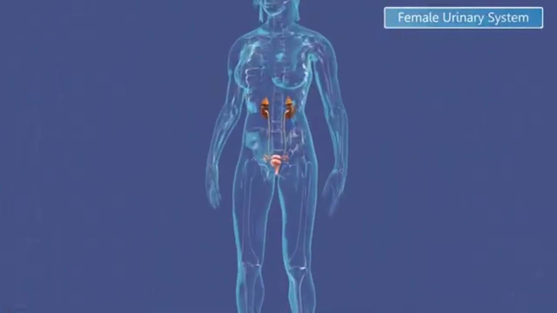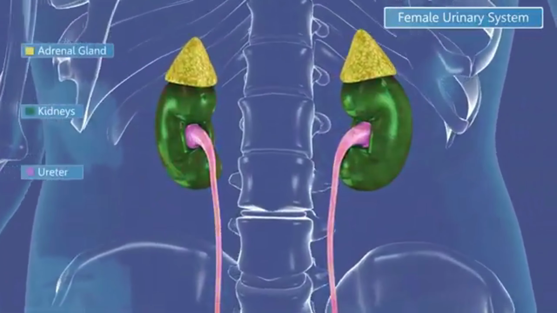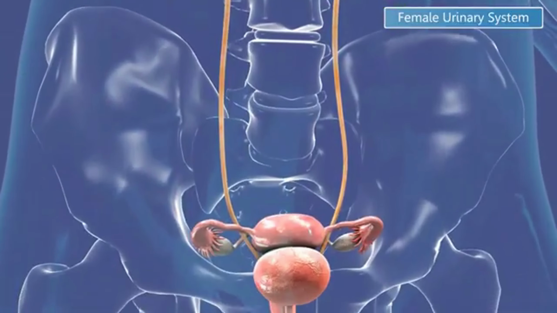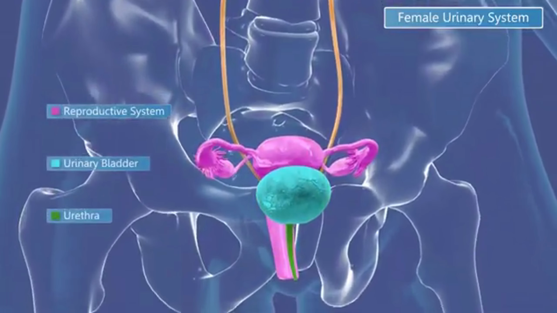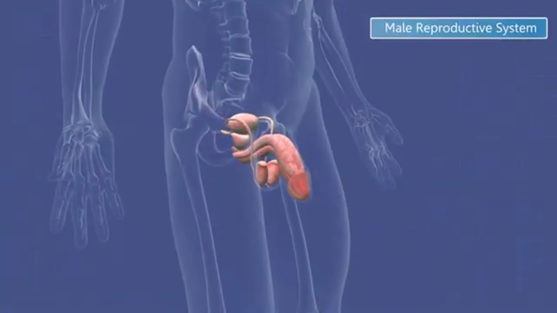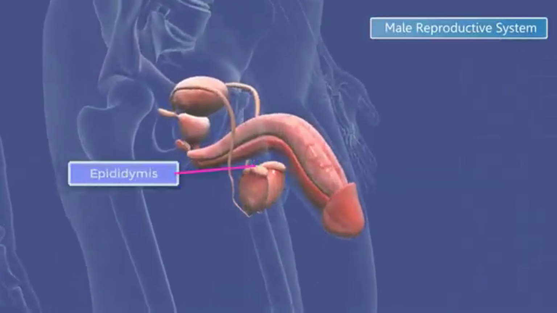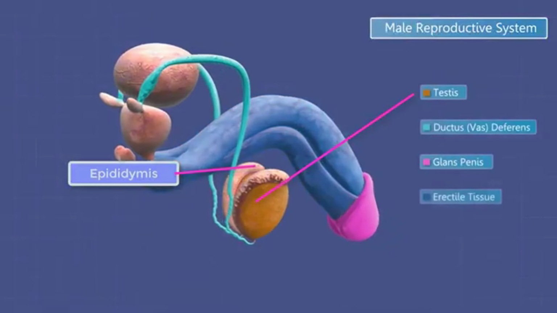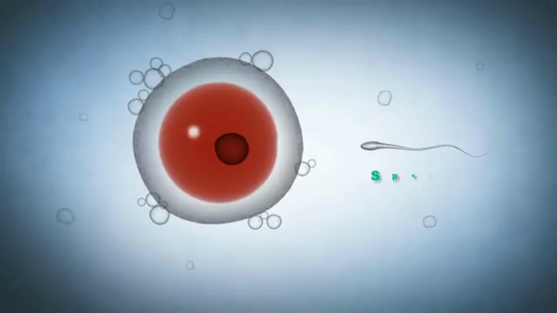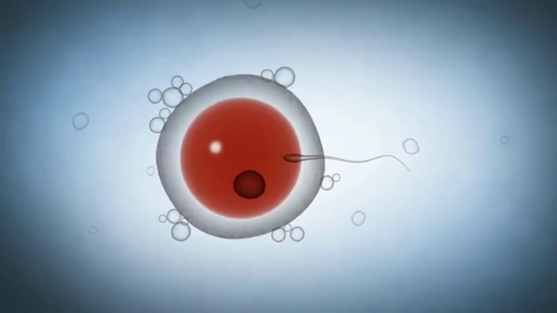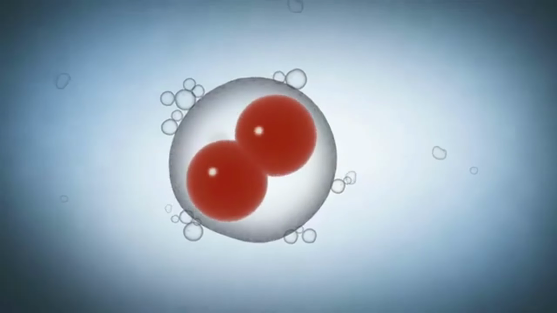The urinary system includes the kidneys and the urinary bladder. The urinary system controls water balance in the body, removing waste from blood and excreting them. The male reproductive system includes the epididymis and the testes. The male reproductive system produces sex hormones and gametes called sperm. It also functions to deliver these gametes to the female for reproduction.